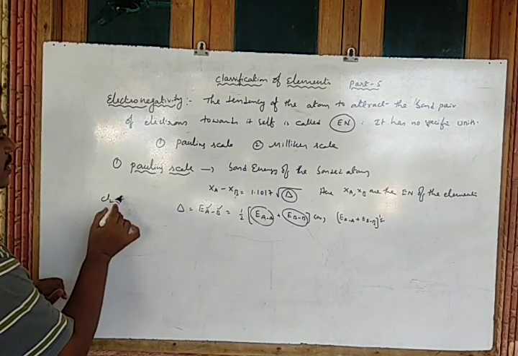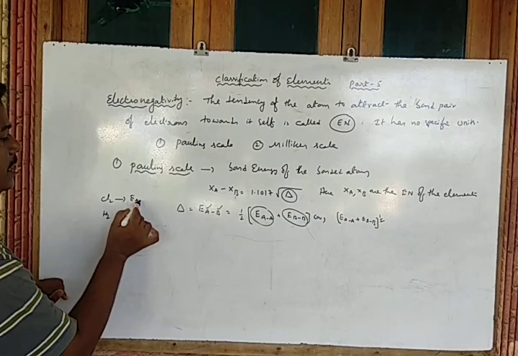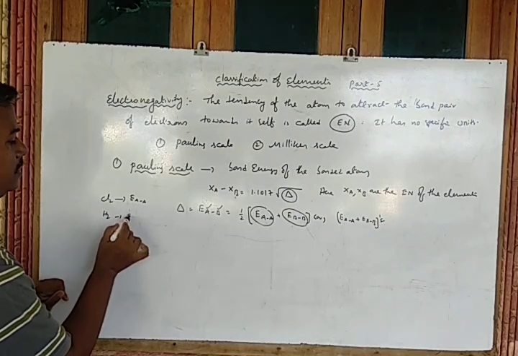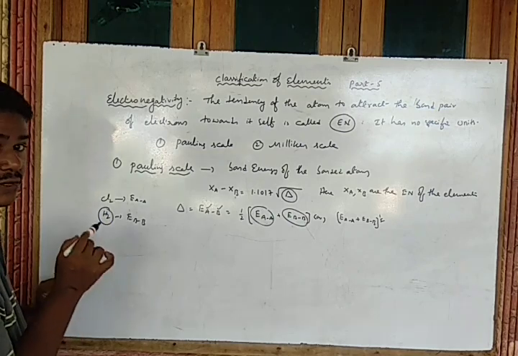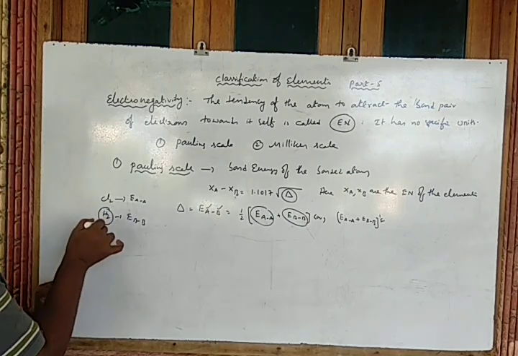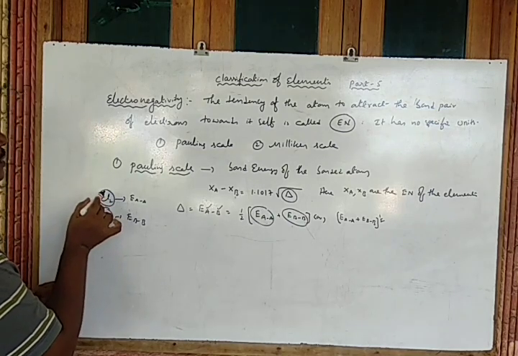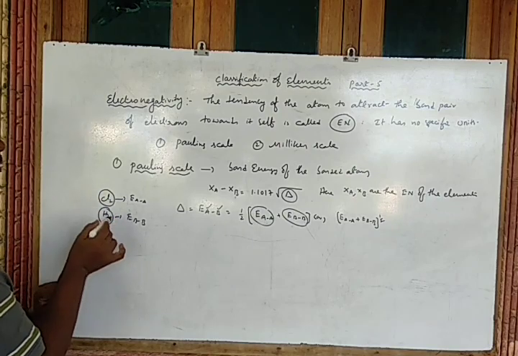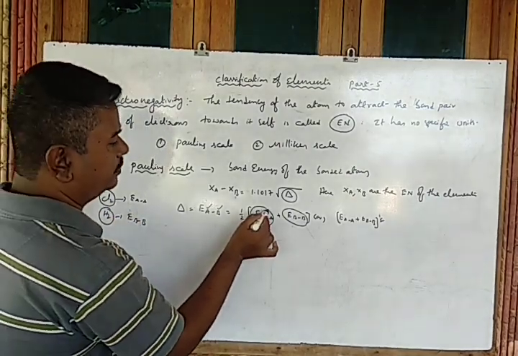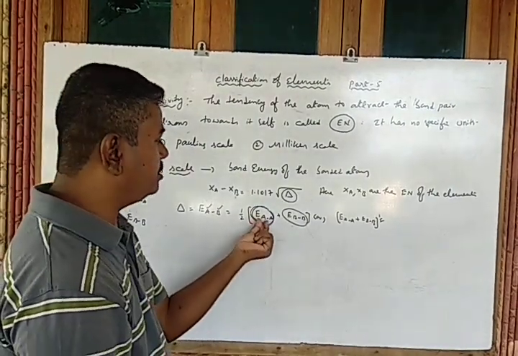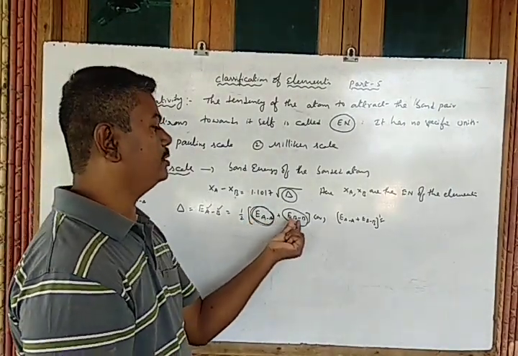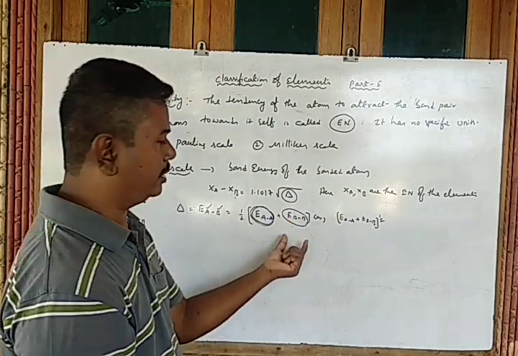So what is the bond energy of this one? It will be EAA, and this one is EBB. That means how much energy is required to break this bond in the molecule. That will be calculated here and entered into the equation. So this is the bond energy of a monatomic molecule.